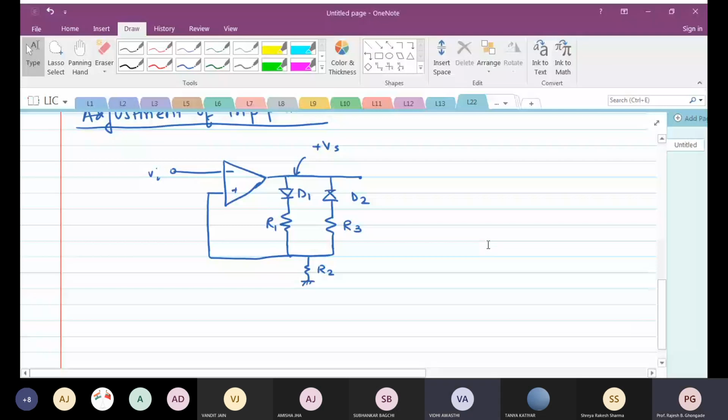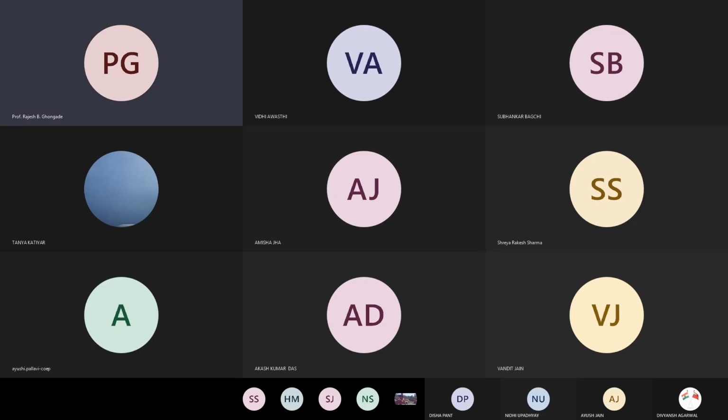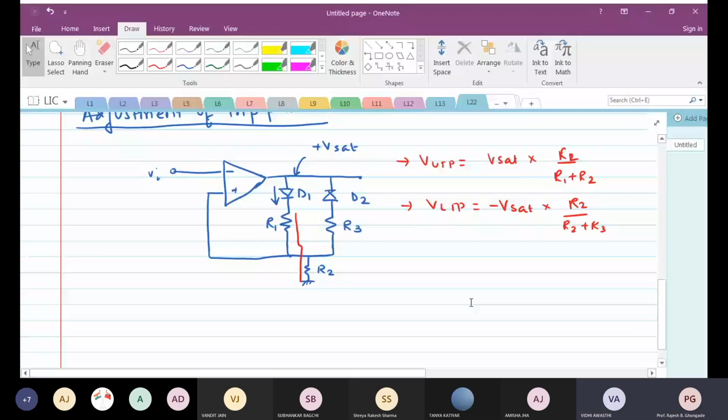I don't think there is any problem with the net here. Let me reshare it. Okay. Now is it visible? Yes, sir. Now whatever you have written, you can see everything. Before it was not visible.